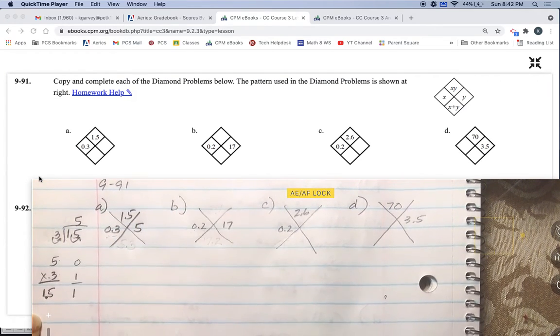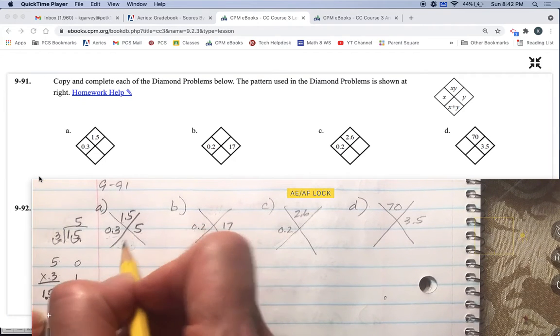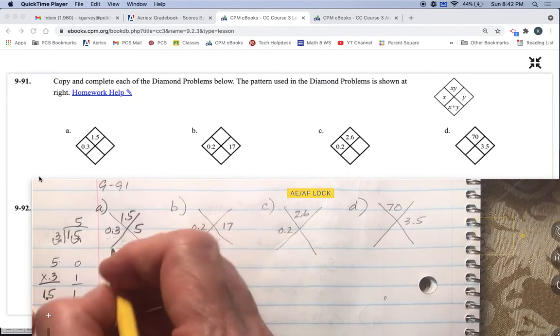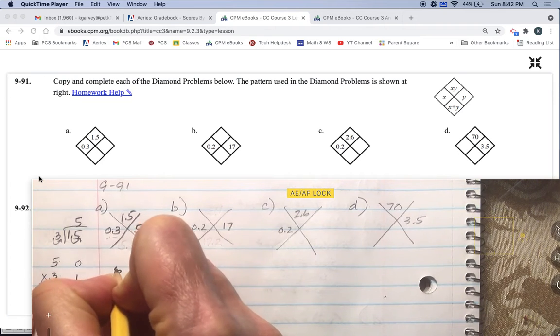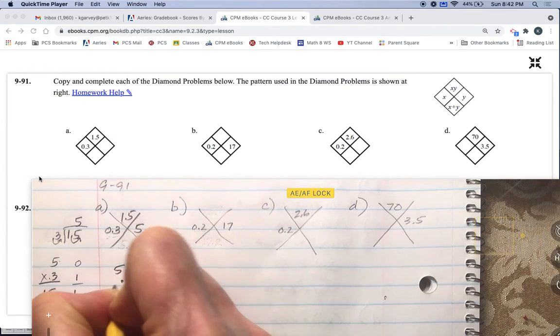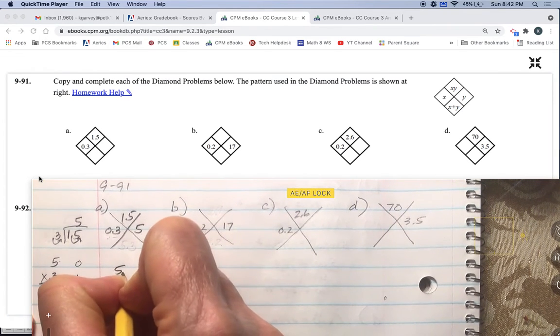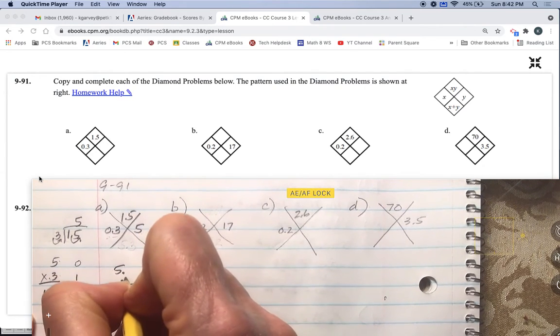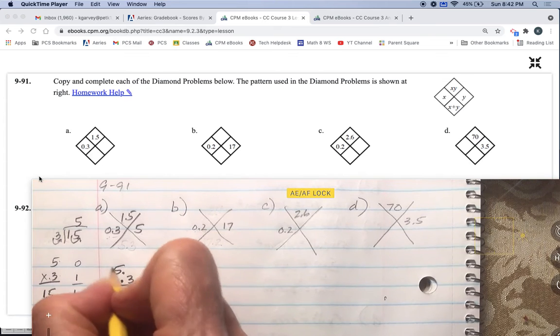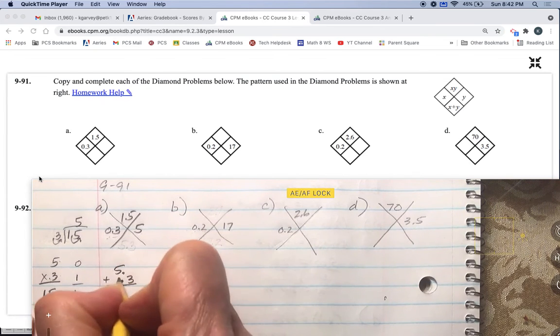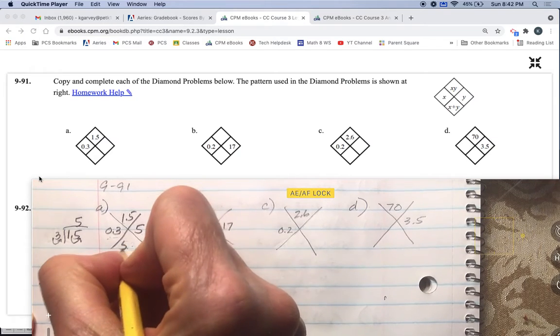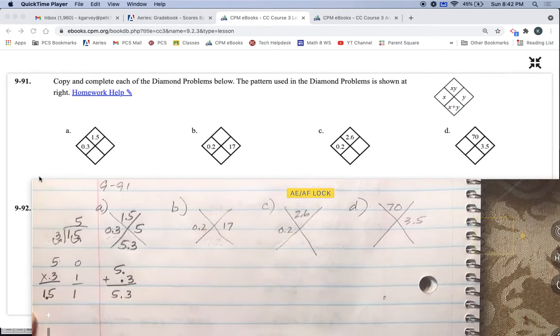Okay, so adding 5 and 0.3 is fairly easy because you line up the decimal points. 5 has a decimal point after it, and then we've got 0.3, and once we add these together, it's 5.3, and that goes down below.